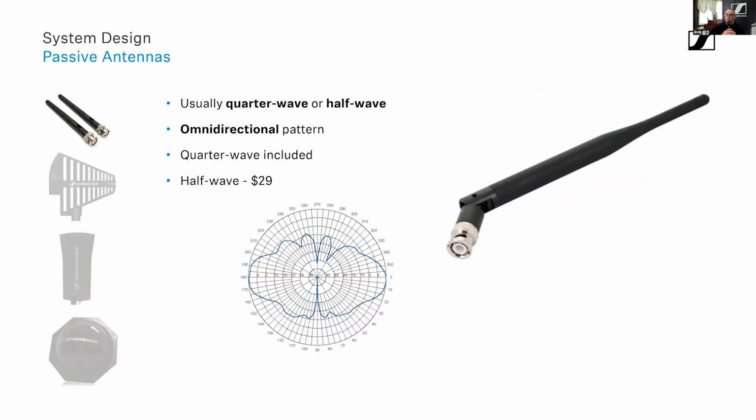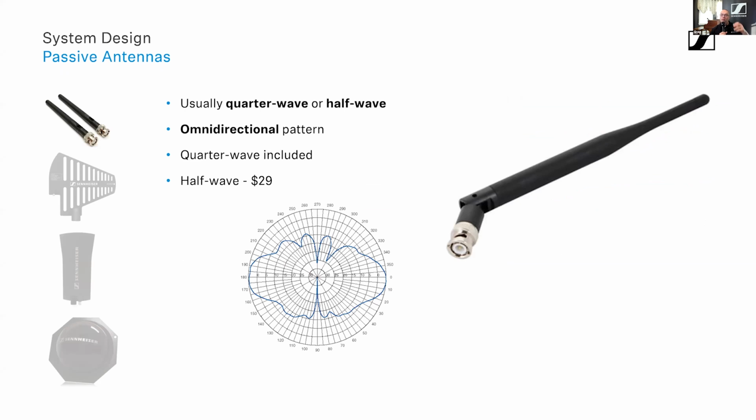So now that we've talked a little bit about the antenna diversity, let's talk a little bit about the antennas that are actually available. Inside the box of every Evolution Wireless Digital, you're going to get a quarter wave antenna. We also have larger half wave antennas available. Both of these antennas are going to give you an omnidirectional pickup. They're going to pick up all the way around the actual antenna itself.